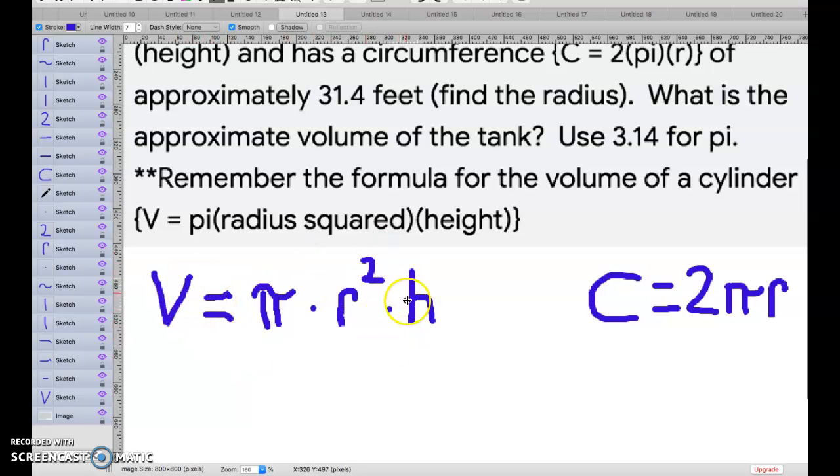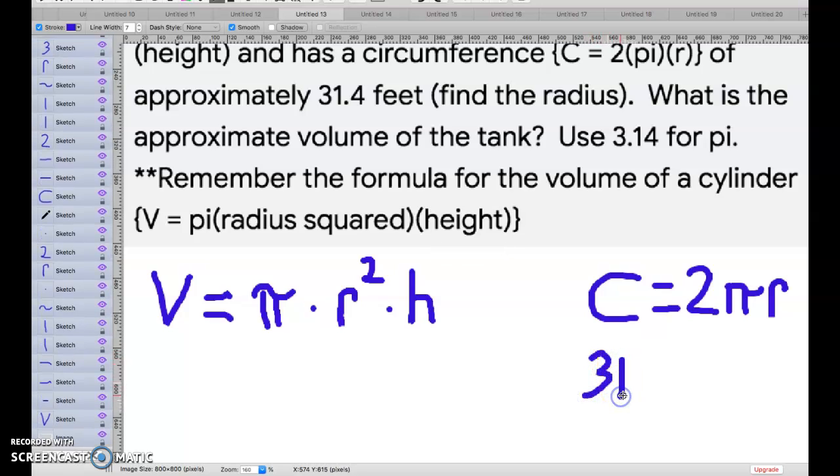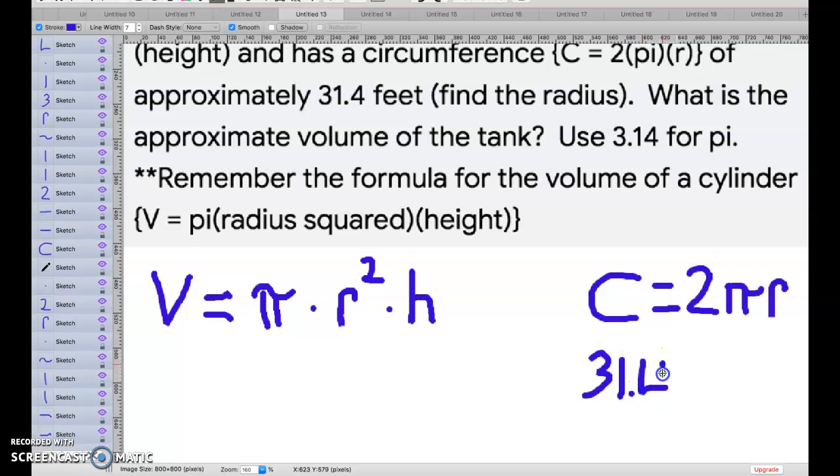And so with this equation, you want to start replacing things here with some numbers. Like for example, pi, you know what number to replace that. And you're going to be stuck with trying to figure out what the radius is. And so that's when you are going to use this equation right here. 31.4, that's what it told us the circumference is, equals 2 pi r.